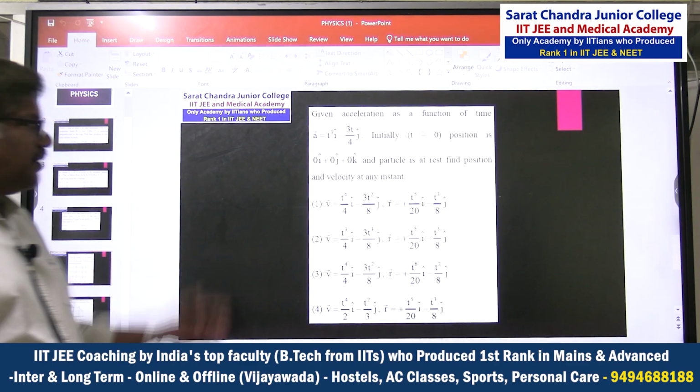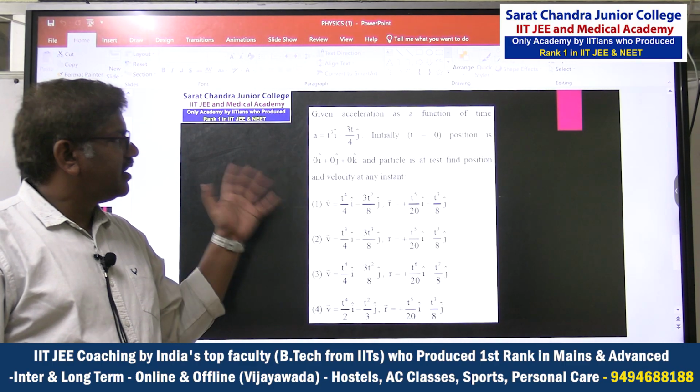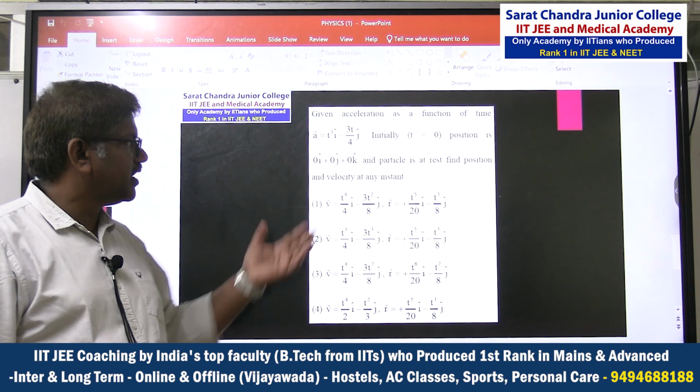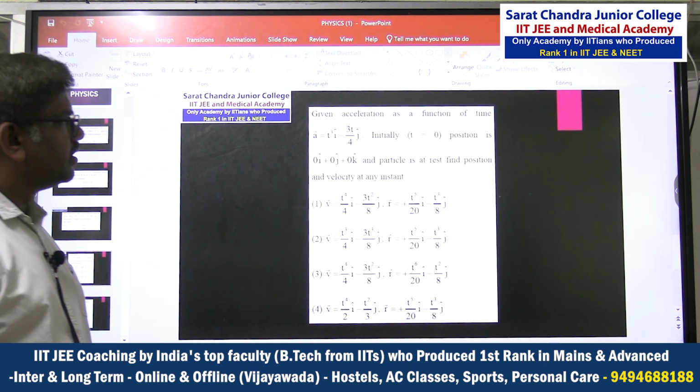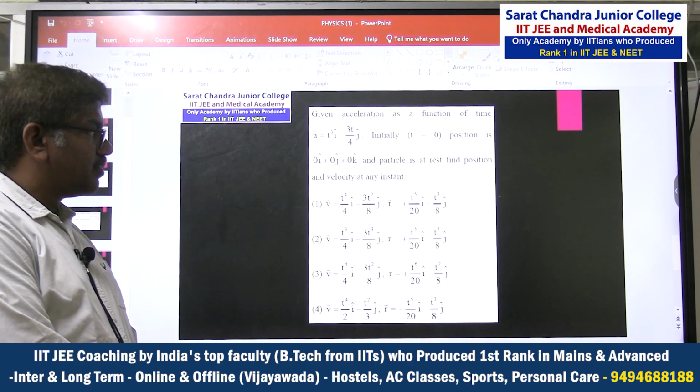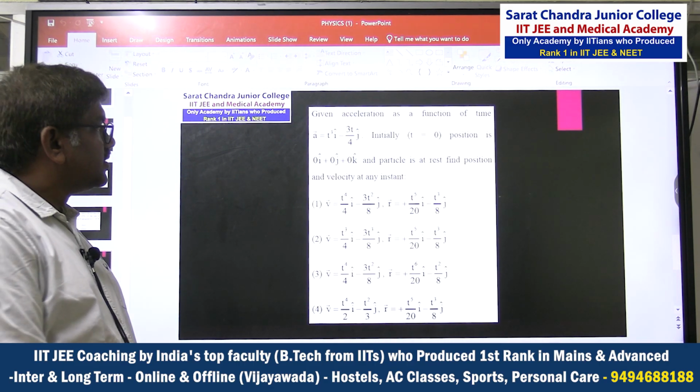Okay. This question is memory based, so it is given differently in different sources, but this is the more accurate version, which I assume. So let me discuss this. This question belongs to variable acceleration. It's a good question of kinematics.